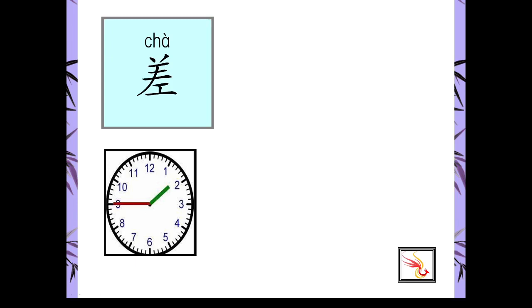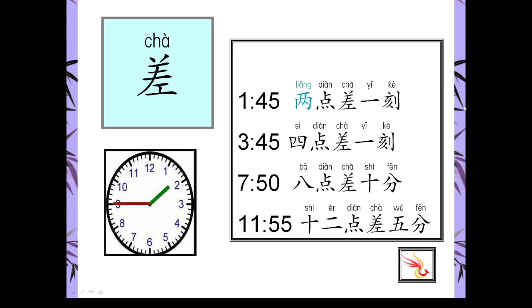差 is less or takeaway. So use these words when it's closer to the next hour. For example, 1:45. So the next hour is 2 o'clock. You say 2 o'clock, 差 is takeaway, a quarter. So it's 1:45. So you're reading it a different way from English.